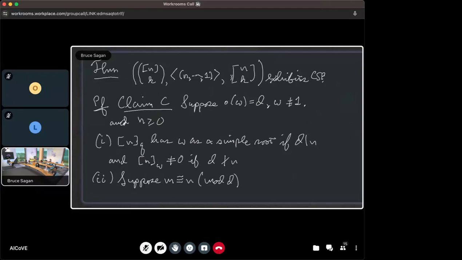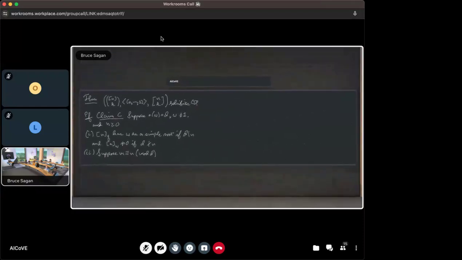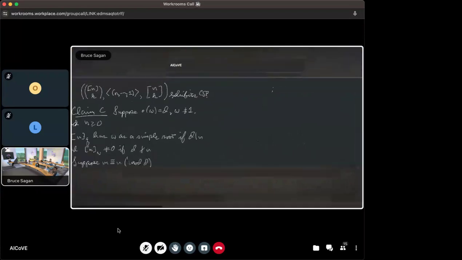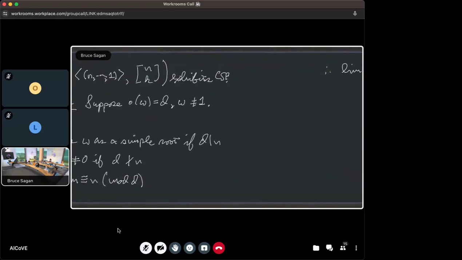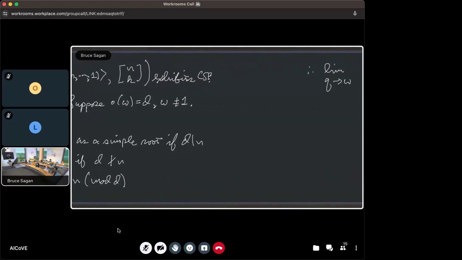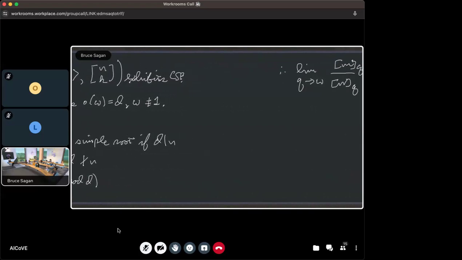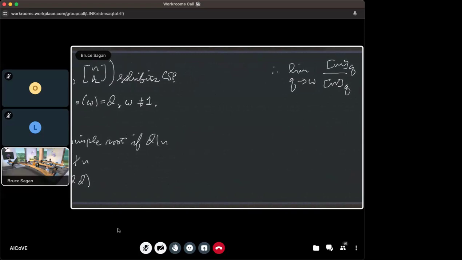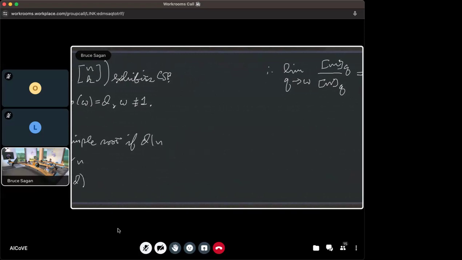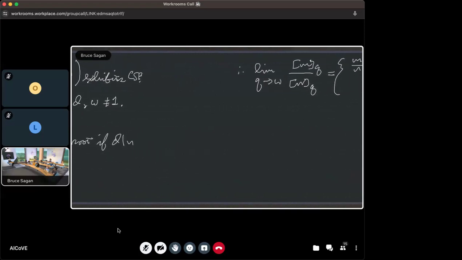Then I want to plug in omega to the fraction brackets m over brackets n, but I can't necessarily do that directly because remember, sometimes there's zero when I do that. So I have to take a limit here. In this case, the limit as q approaches omega of m_q over n_q is one of two values. It's either the number m over n, if d divides n, and it's one otherwise.